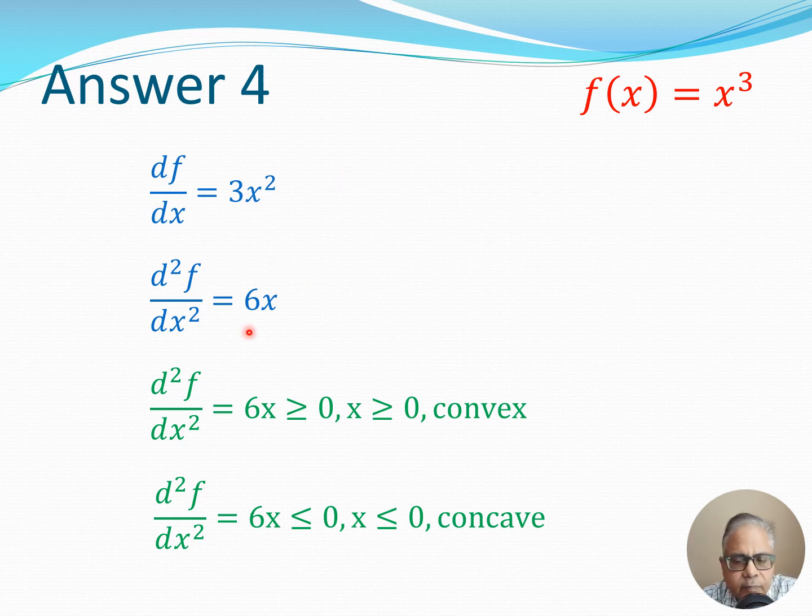Now you can see here the value of this second derivative is going to be positive or negative depending on the value of x. For x greater than or equal to 0, the second derivative is positive, so this is a convex part of the domain. So when x is greater than or equal to 0, x cubed is a convex function. And when x is less than or equal to 0, the second derivative is less than or equal to 0, and the function is concave.